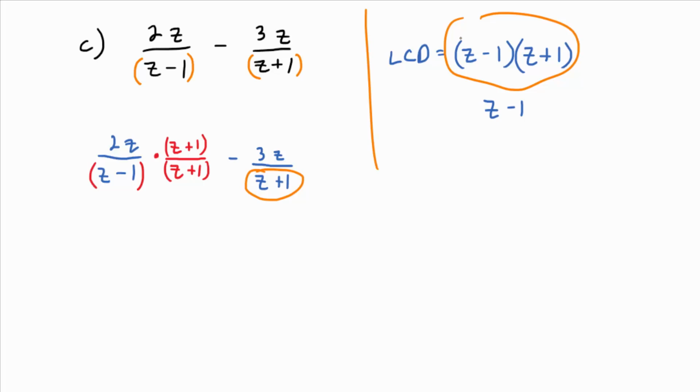So the denominator is z plus 1. Which of these two is missing? z minus 1. Okay, so what you do is you multiply numerator and denominator, I'll go ahead and throw in a set of parentheses here, by the factor that's missing from the LCD to get it in terms of the LCD. And you're really multiplying by a big old 1 when you multiply by z minus 1 over z minus 1.